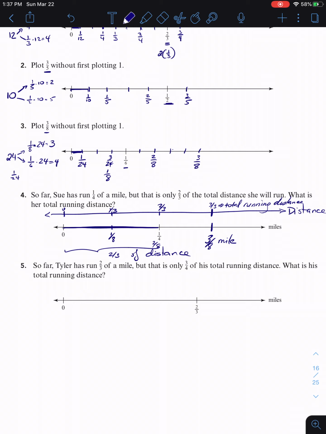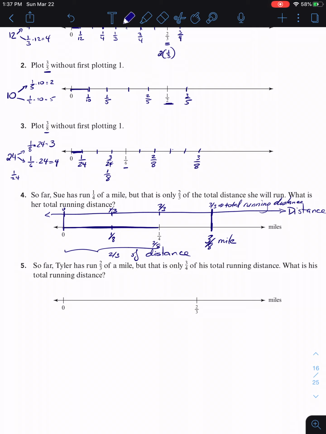So notice that we are looking at a double number line. One of the number lines is measuring miles. The other number line is putting that alongside of the total running distance, measuring running distance. You will see this kind of setup in lots of different places, including multiplication and division, and then eventually proportional reasoning in 114. So let's try to look at another example of this in number 5.